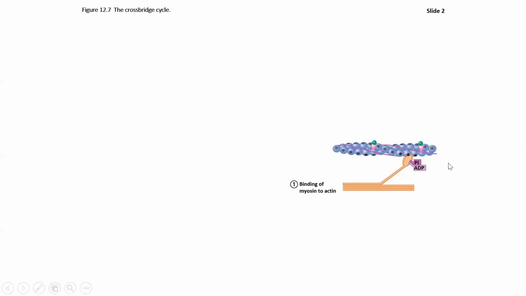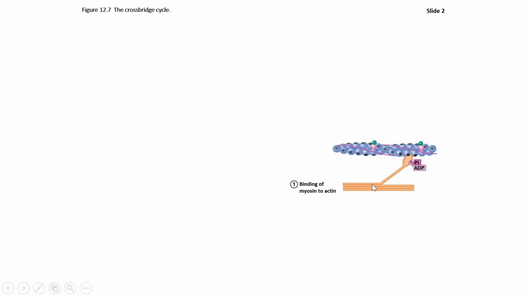So to start, let's remind ourselves of the structure of these filamentous proteins. We've got actin here in blue, and actin is nothing but these different monomers that are strung together like pearls on a string, as we described.